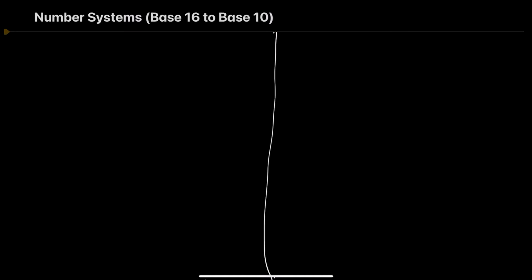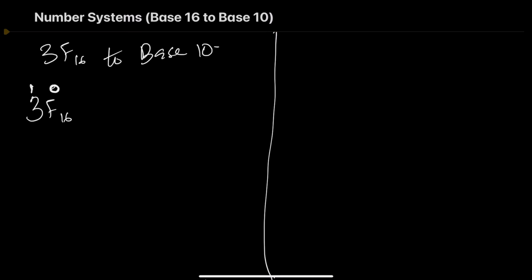So if we have an example of 3f base 16 to base 10. Now in this case, what we try to do is we take this number and then we try to label the number from backwards, basically from right to left. So we take 0 first, and then we take 1 here.